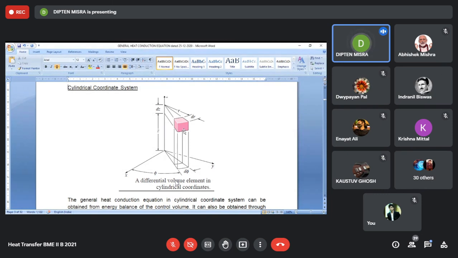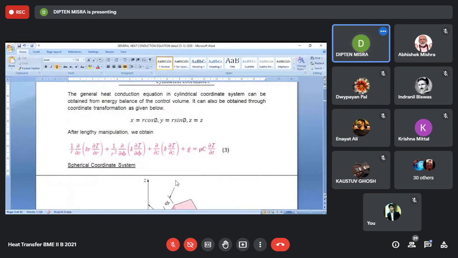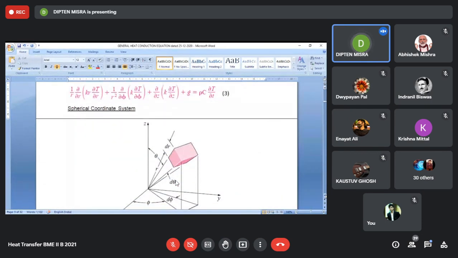Shall we take this thing as an assignment, the cylindrical system of the energy equation and the spherical system of the energy equation? So today is Tuesday. We'll have our next class on Friday. In between, you will have time to derive this equation, the energy equation in the cylindrical coordinate system and also in the spherical coordinate system.